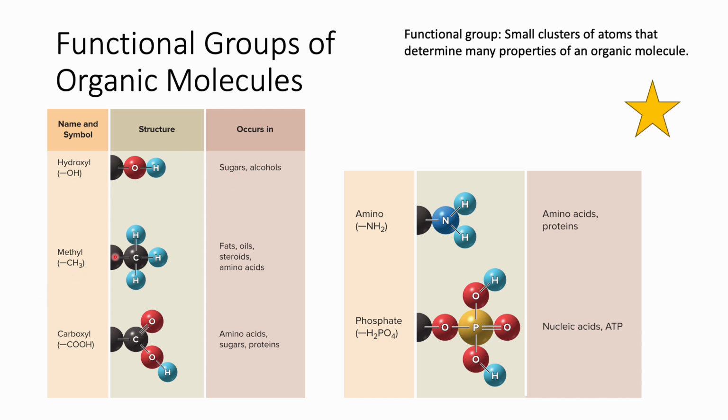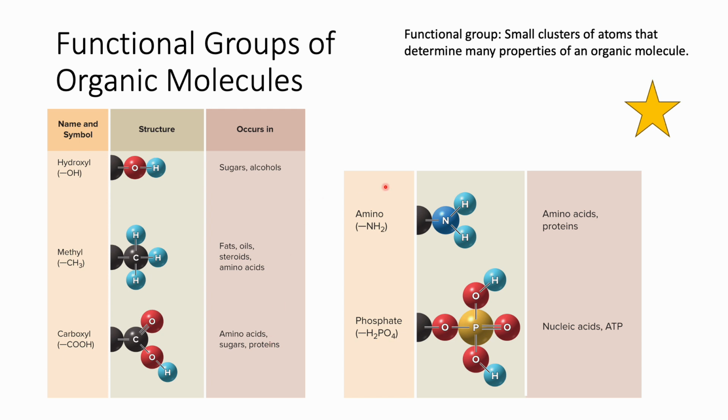If you see CH3, it means that it's a methyl group, and methyl groups occur in fats, oils, steroids, and amino acids. Next, we have carboxyl, which is COOH. COOH means we have a carbon with a double bond to oxygen and a carbon bound to a hydroxyl, so O and then an H. And where do we find carboxyl functional groups? Amino acids, sugars, and proteins.